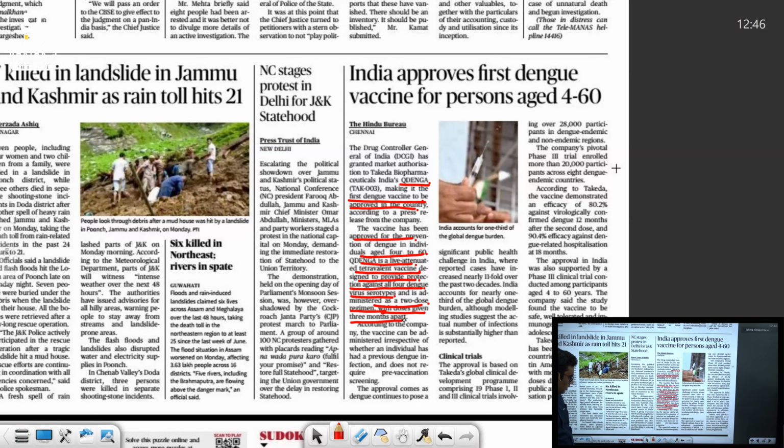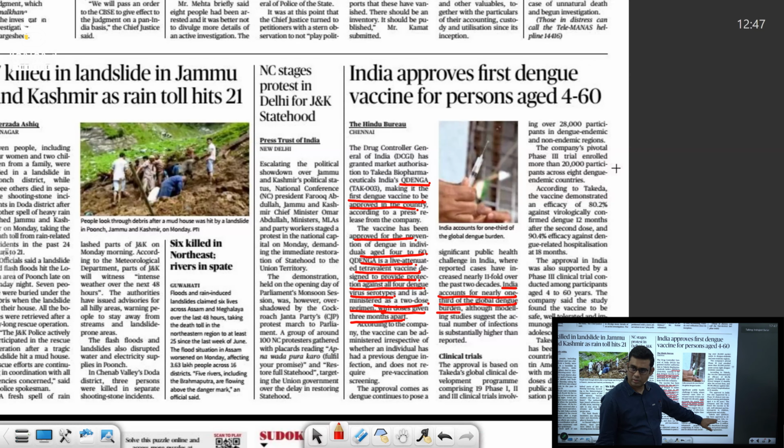Note it down. Then in the next paragraph itself, the next point can be found. The vaccine can be administered irrespective of whether an individual has had a previous dengue infection and does not require pre-vaccination screening. So whether a person had a history of dengue, the vaccine can be administered. Noted. Then the next point to note is over here: India accounts for nearly 1/3 of the global dengue burden.